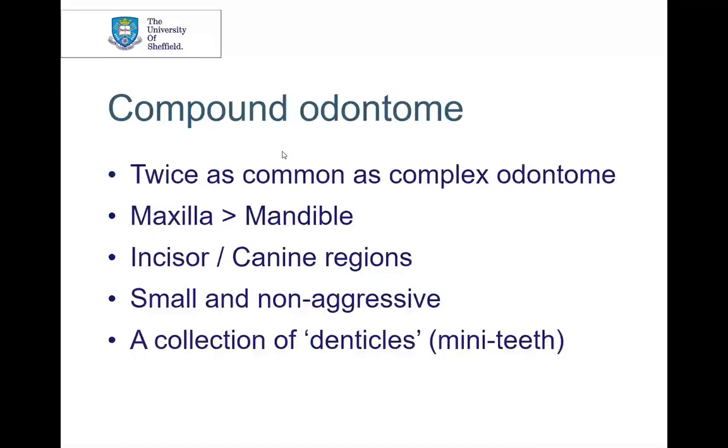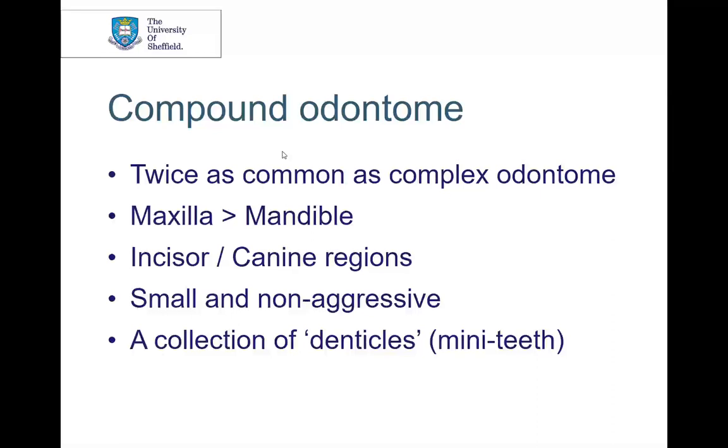So there are two main types. There's a compound odontome, which is more common. Tends to occur in the maxilla, particularly the anterior maxilla, and particularly within the premaxilla, incisor canine regions. They are small, non-aggressive. They're not going to cause any problem. Of course, they may, because of their space occupying, result in displacement of teeth or impeding eruption of teeth.